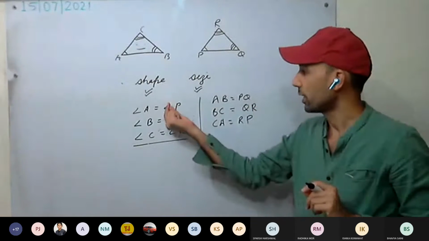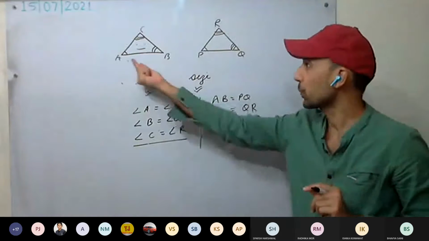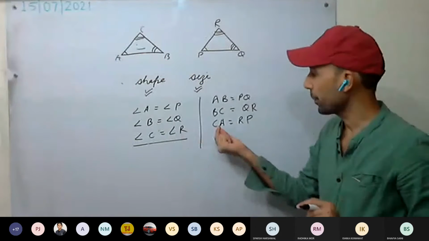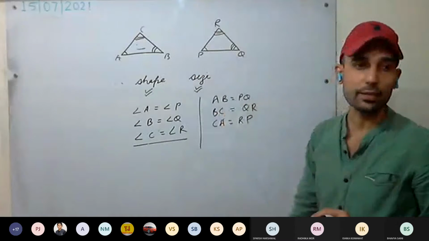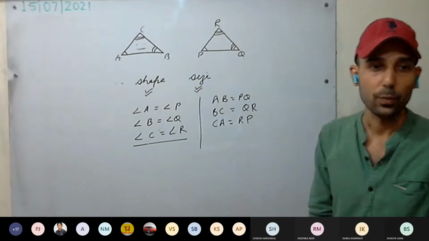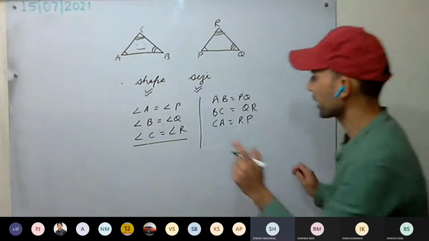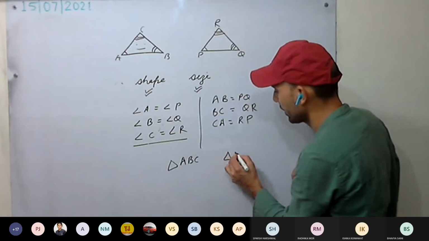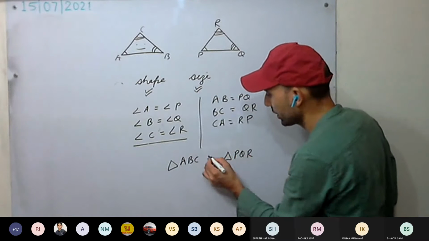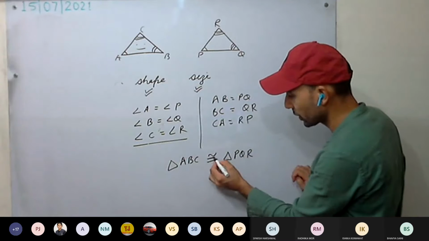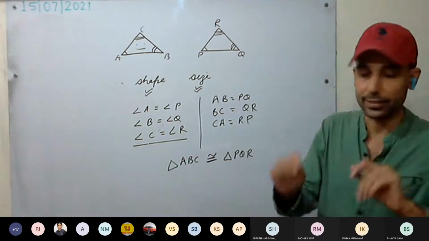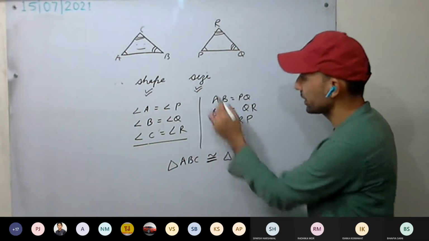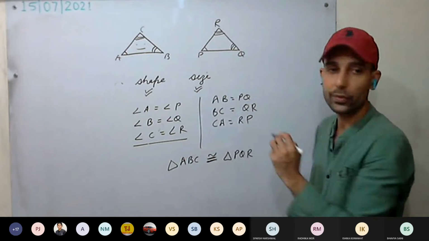So what have we got? All the corresponding angles are equal, and corresponding sides are equal. So when this happens, what are we saying? Both the triangles are congruent. So how do we say it? Triangle ABC is congruent to triangle PQR. Here one part of the symbol is the equal sign, meaning same size, and the other is for equal shape. This is the symbol for congruency.